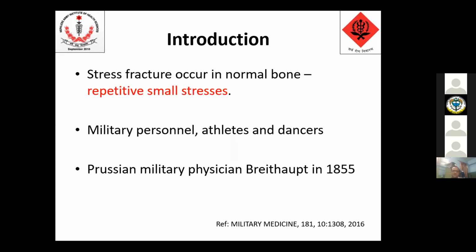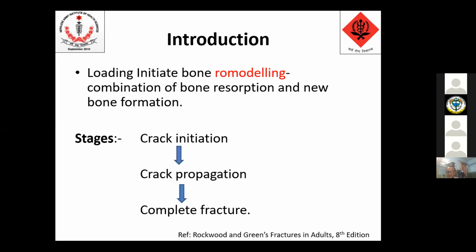First of all, a stress fracture occurs in normal bone that goes through repetitive small stresses, also called microtrauma. This stress fracture is also known as march fracture or fatigue fracture. Typically, it is common in military personnel, athletes, and dancers who do repetitive exercises. The term was first coined by the Prussian military physician Breithaupt in 1855.